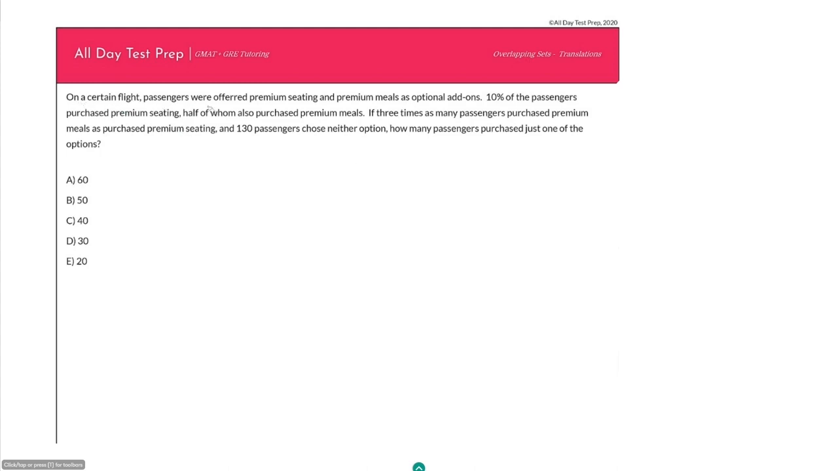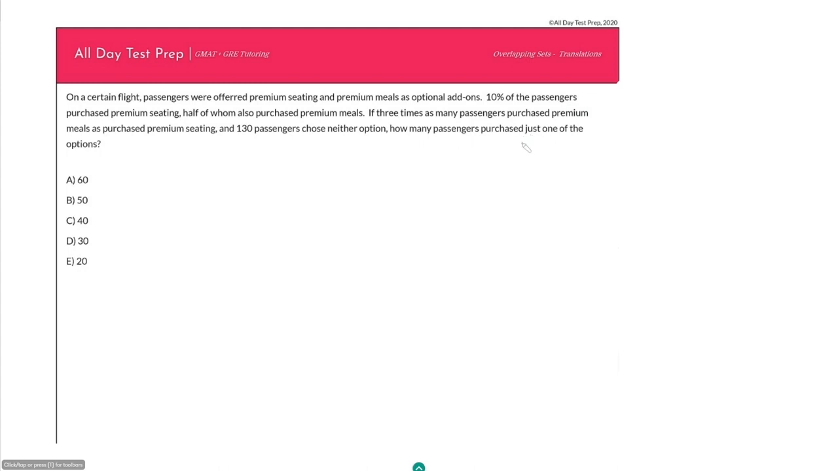On a certain flight, passengers were offered premium seating and premium meals as optional add-ons. 10% of the passengers purchased premium seating, half of whom also purchased premium meals. If 3 times as many passengers purchased premium meals as purchased premium seating, and 130 passengers chose neither option, how many passengers purchased just one of the options?